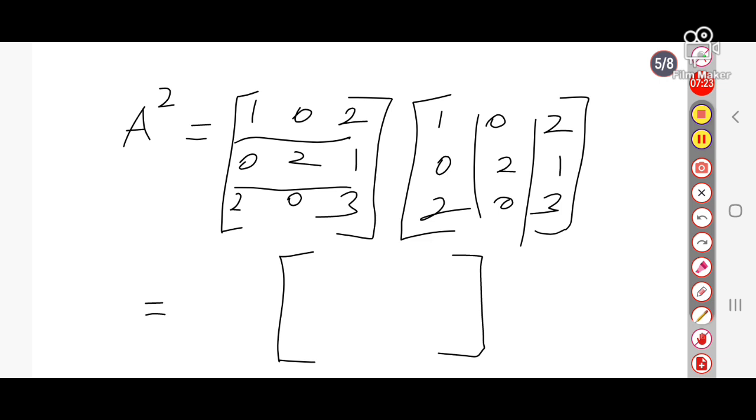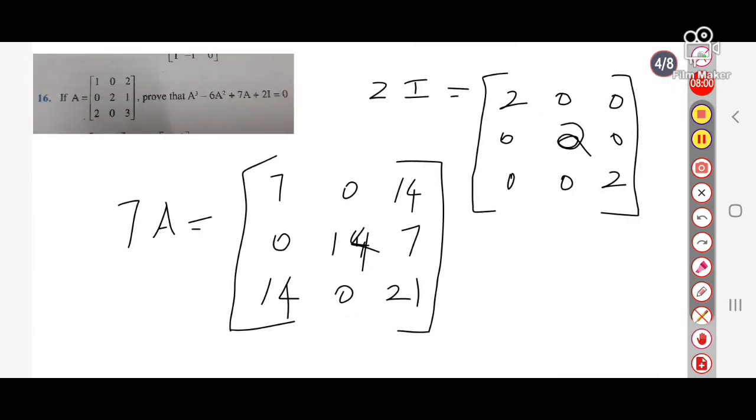So we get 5. Then multiplying this we get 2. Then 8. Here everything goes 0. And here again we get 8. Here 4, 5, 0, 13. So this is the value of A square. We get the value of A square, 7A and 2I.